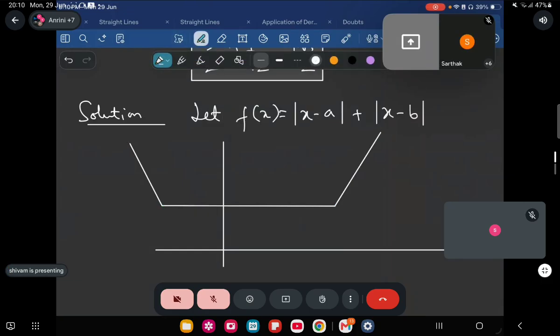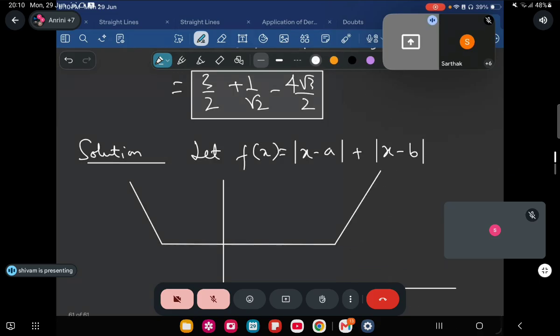Yes, sir. Understood. Now see, in the question it is given that f of 1 is mod of 1 minus a plus mod of 1 minus b. F of 0 is equal to mod of a plus mod of b. And f of -1 is equal to mod of a plus 1 plus mod of b plus 1. All these are same, right? F of 1 is also same, f of 0 is also same, I mean, it has the same value. And f of -1 also has the same value.